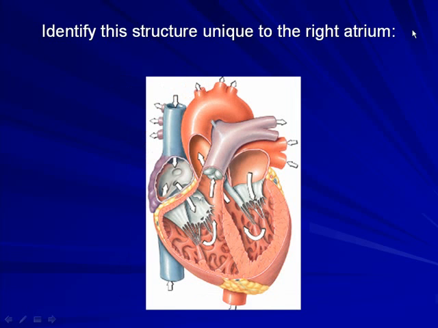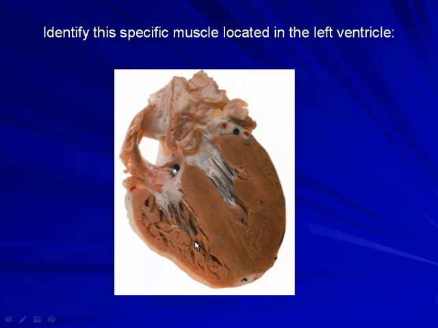Again, if I ask you to identify a structure in the right ventricle, this is called the moderator band. The moderator band. I would expect you to be able to identify that structure. These structures here are trabeculae carneae. This is a papillary muscle. These are chordae tendineae. Specific muscle located in the left ventricle: this was asking for these papillary muscles that are located here.